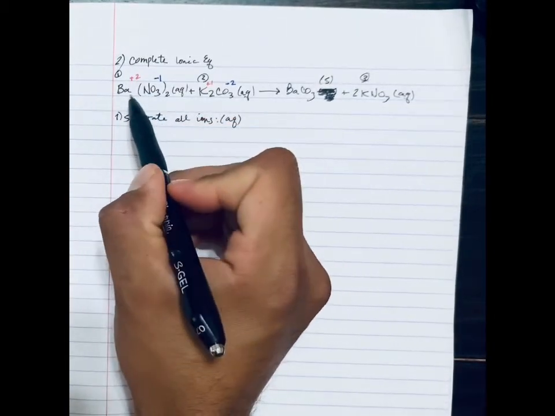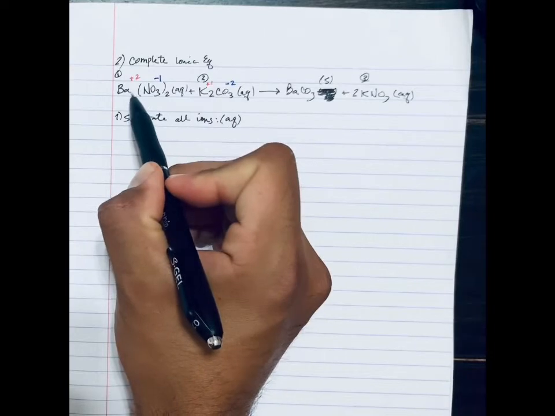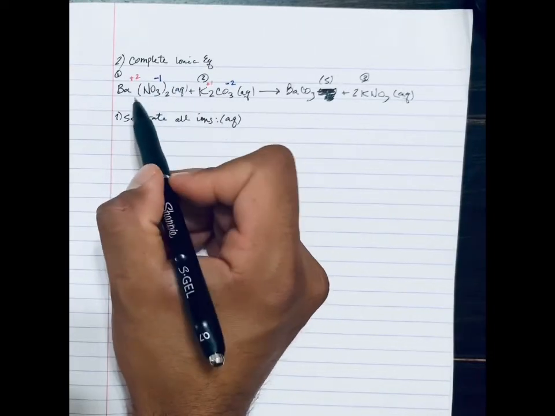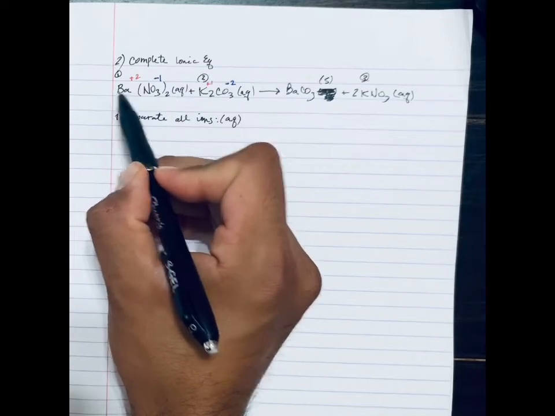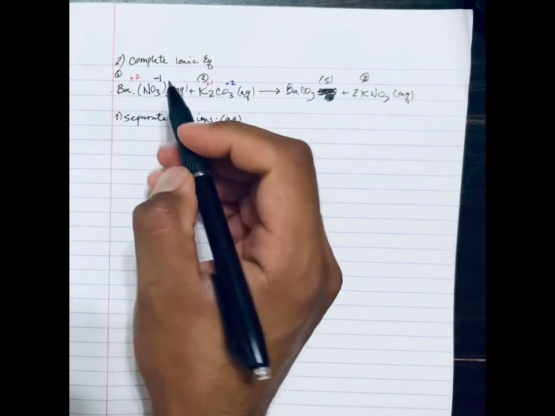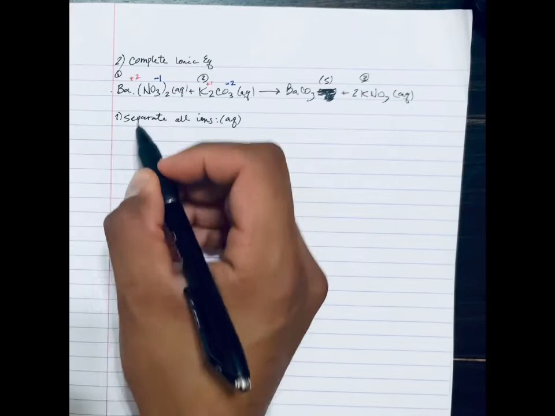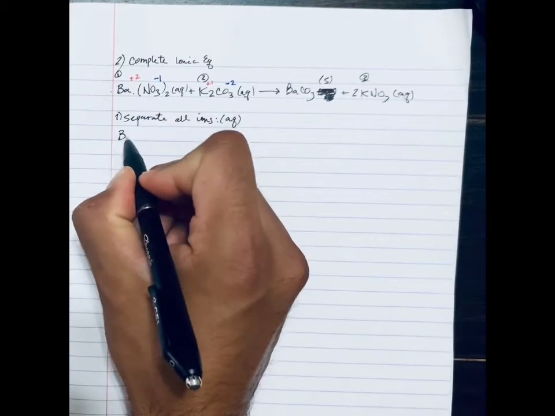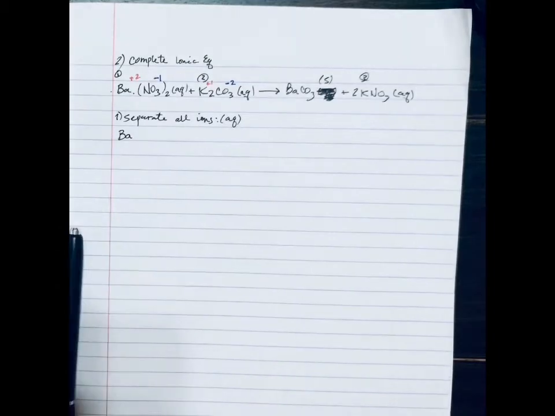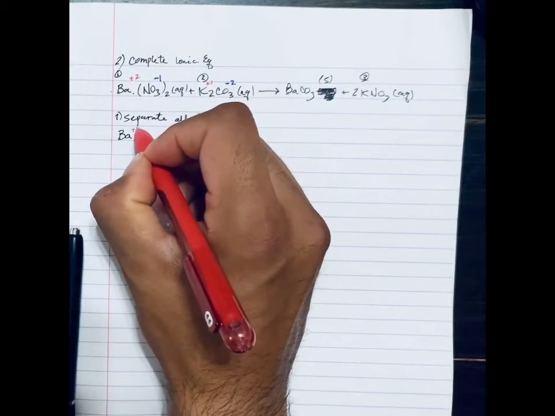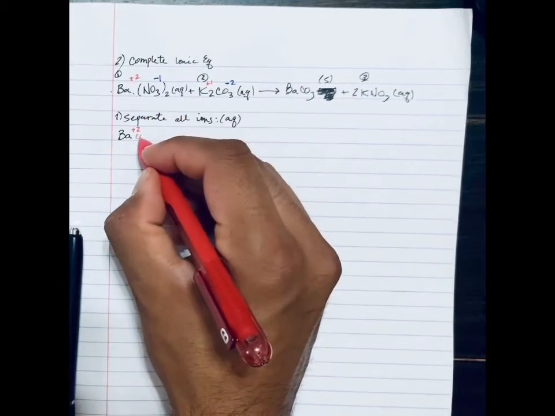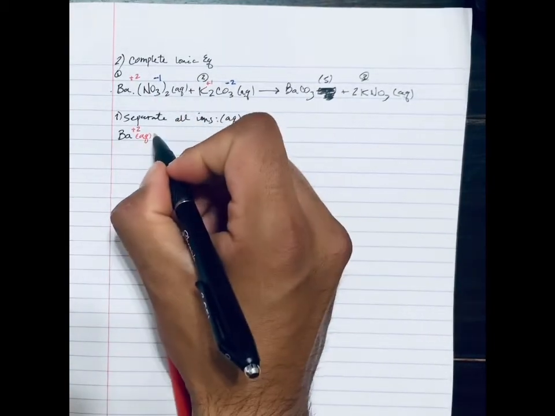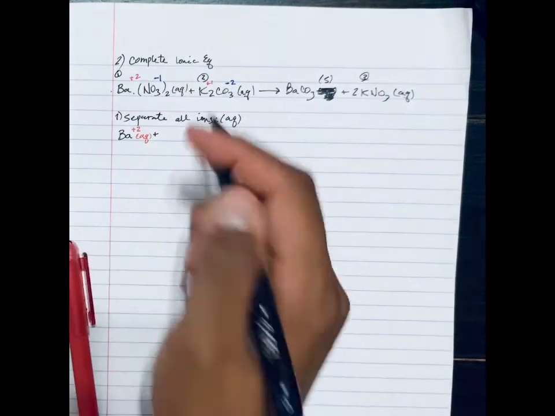So the first thing you have to realize is, is there a subscript? And there is not. And is there a coefficient? And there is not. So what you're gonna do is you're gonna multiply a subscript times the coefficient, and that's gonna be your coefficient in front. So because it's 1 and 1, you're just gonna end up with Ba, and we're gonna put +2. And we have to denote that it's in solution.